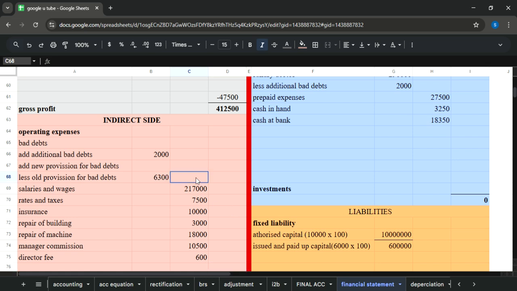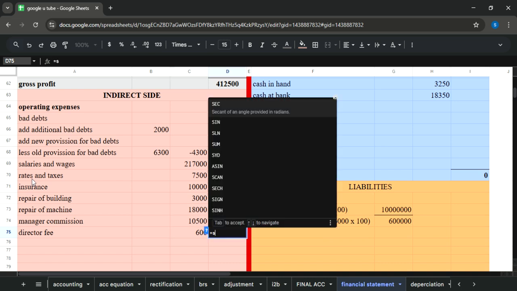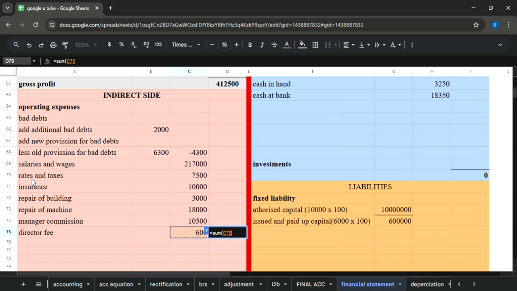First we will complete the bad debt adjustment, additional bad debts. We were supposed to add bad debts and new provision. Both are not present, and the last step was to subtract old provision. So less old provision. Here we are getting a minus sign. Remaining all adjustments, all amounts are ready, which means we can take the sum of all operating expenses. So it has been completed.